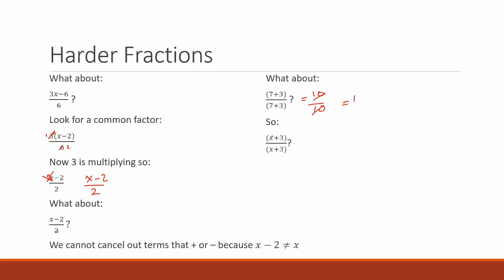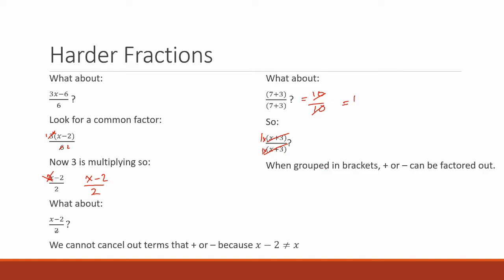Or what about this one here? x plus 3, x plus 3. Well, again, it's in brackets. They're the same top and bottom, and so they are actually cancelling each other out because they're multiplying by a 1 in both cases, and they would cancel each other out because it is a multiplication when they're in brackets.